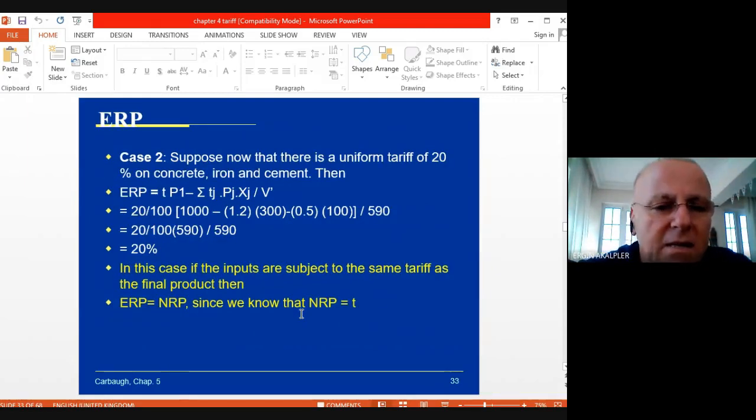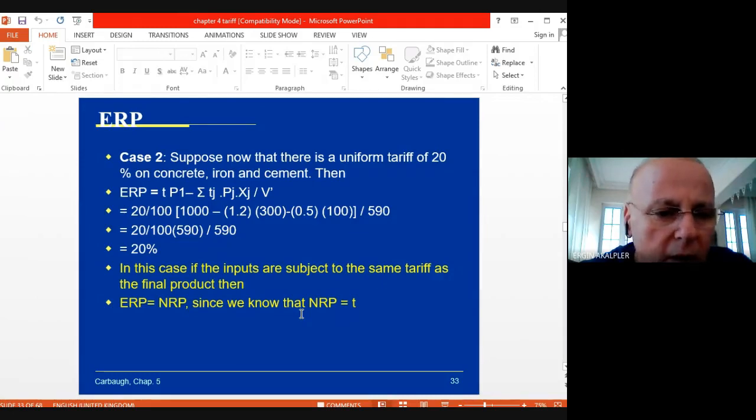In the second case, we have a uniform tariff for the concrete, iron, and cement, which is 20%. And again, we apply this equation.